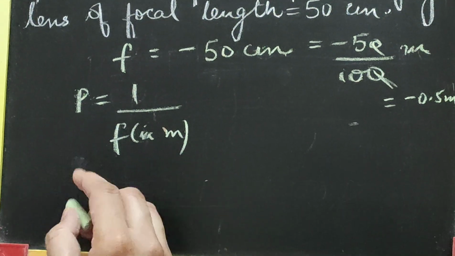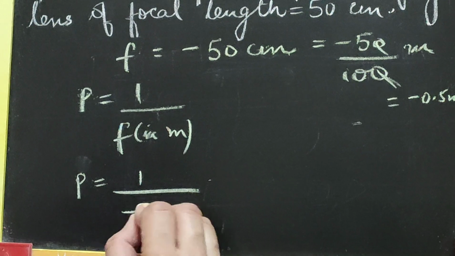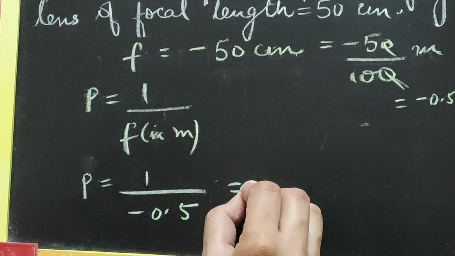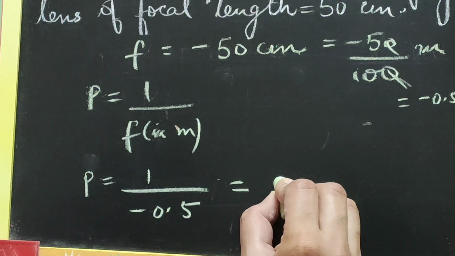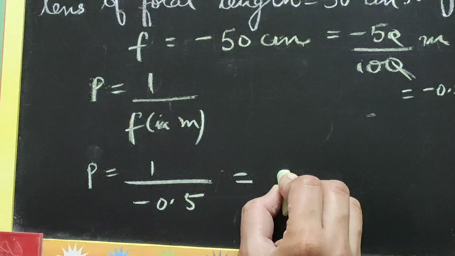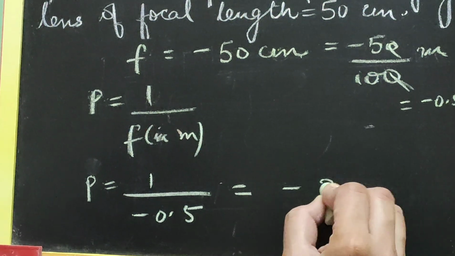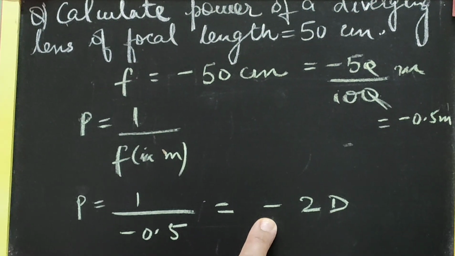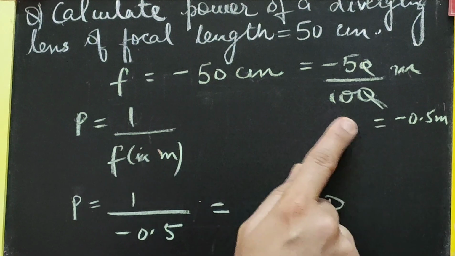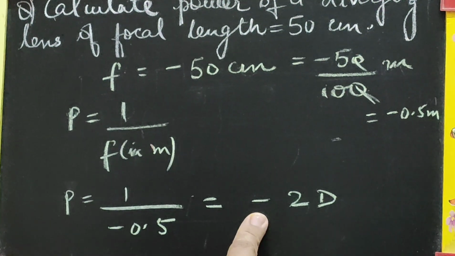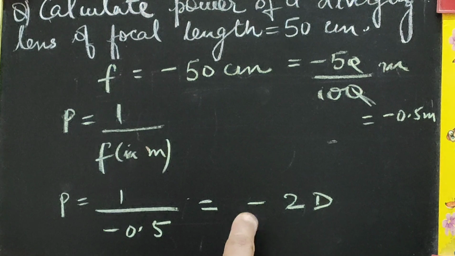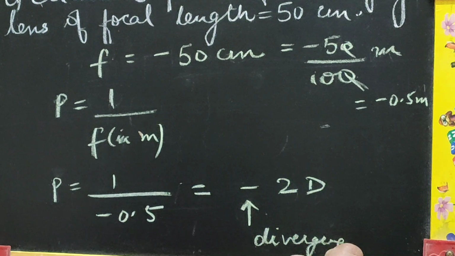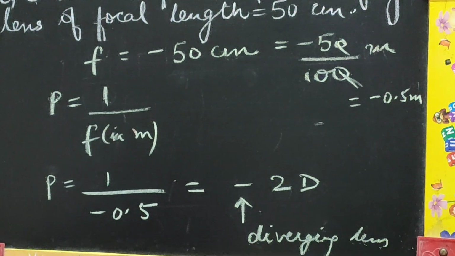Now when I put this value in the formula for power, we get 1 upon minus 0.5. That is how we have converted focal length into meters, and this equals negative 2 diopters. Remember, we have converted focal length in meters, and I get negative 2 diopters. Also, this negative sign here is indicating that the focal length is negative, or the lens is diverging, that is a concave lens. By sign conventions we know we take the focal length of a diverging lens negative, and hence the power of a diverging lens is also negative.